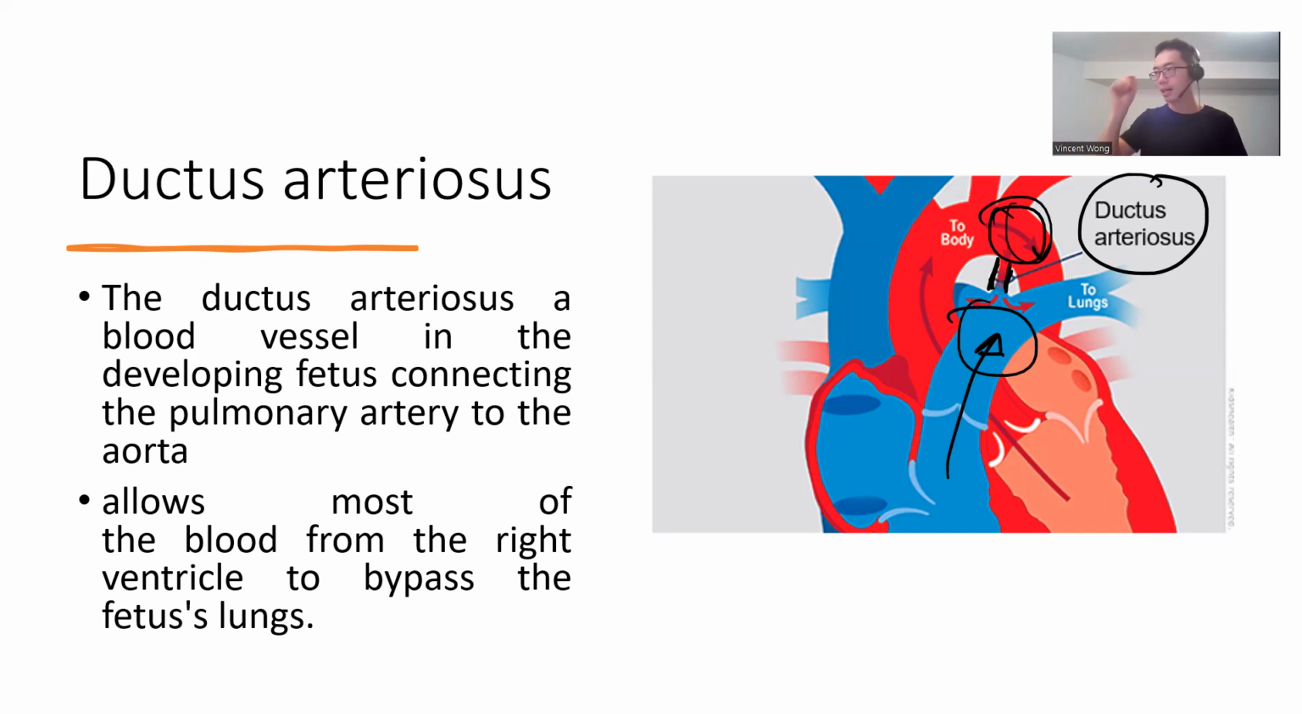Now, as soon as the baby is born, out of the mother, it needs to breathe on its own. So this thing is going to close as soon as the baby is born. It needs to close. If it doesn't close, then some blood is still bypassing the lungs, and the baby would not be able to get enough oxygen, right? That's what's supposed to happen normally.